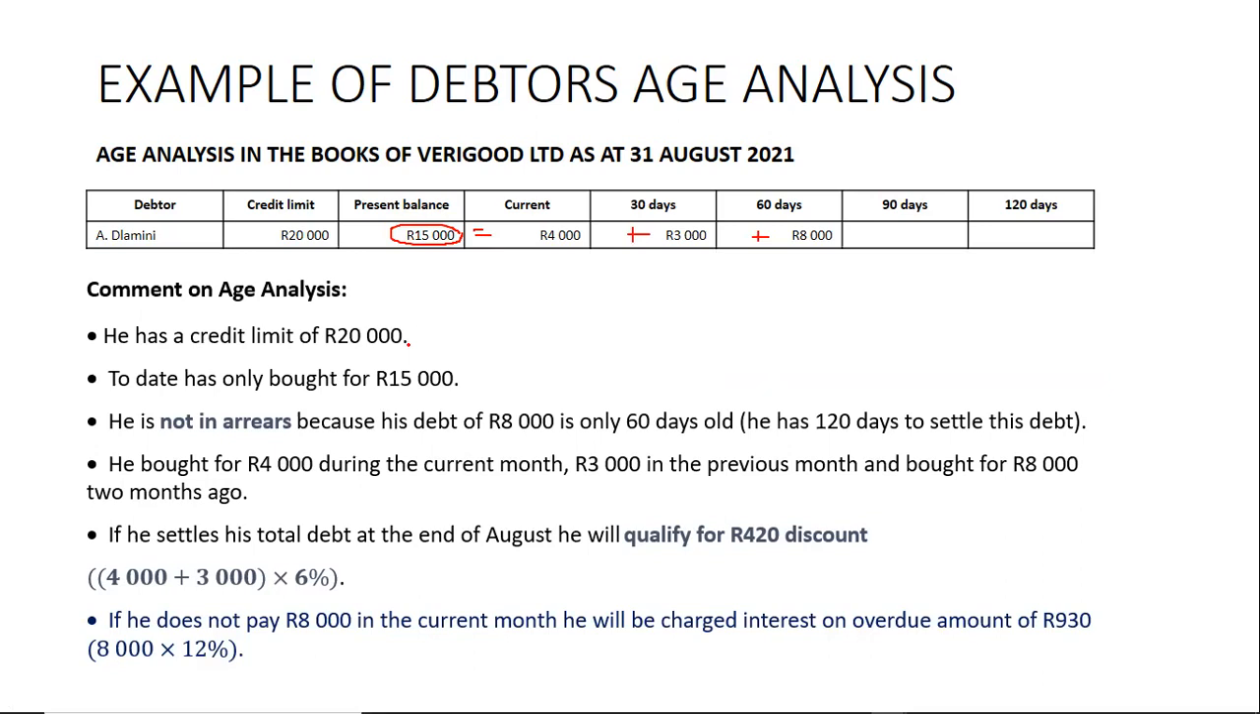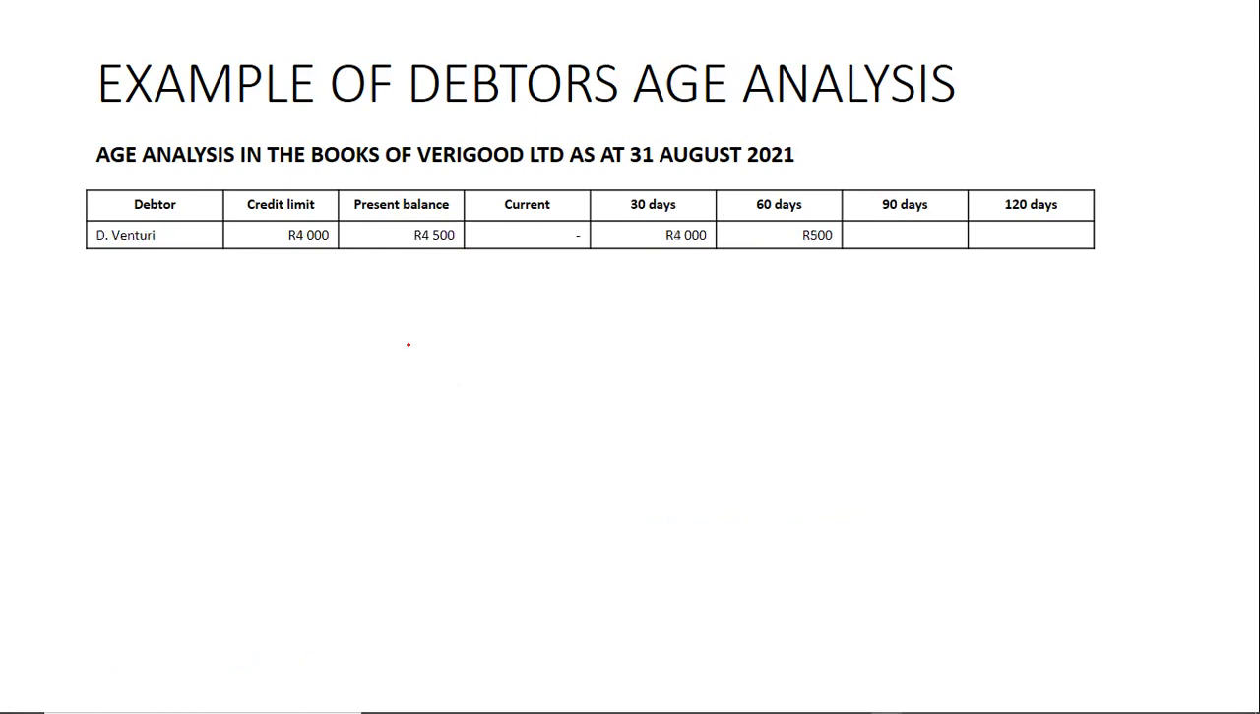If he does not pay 8,000 in the current month, he will be charged interest. Please note that the 8,000 is the amount that he purchased 3 months ago, 60 days ago. If he doesn't pay that in the current month by the 31st of August, in essence, he will be charged interest. Because remember, the policy of the company is that if you don't pay within 60 days, you will get charged interest. So that 8,000 will attract interest of 12%.